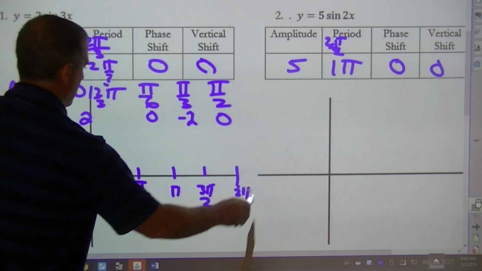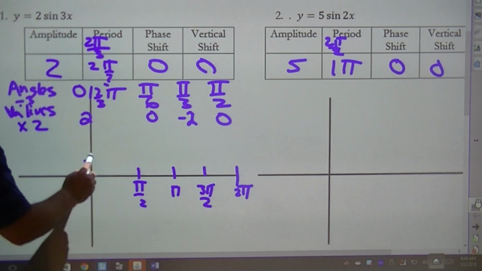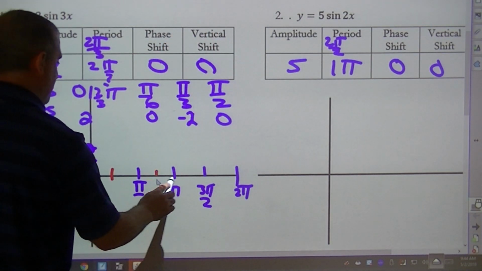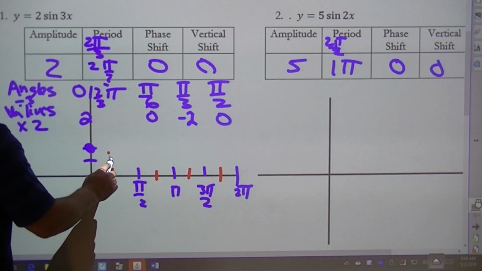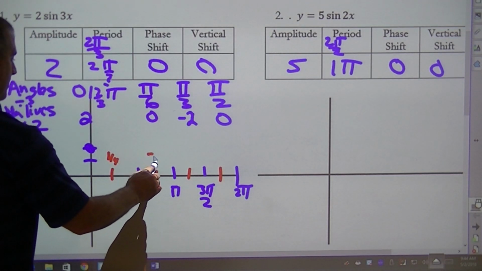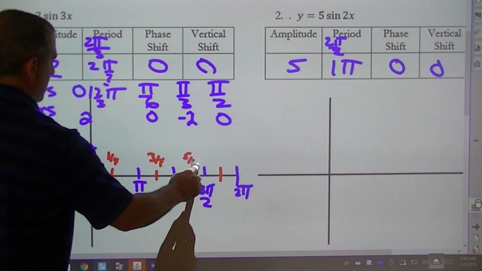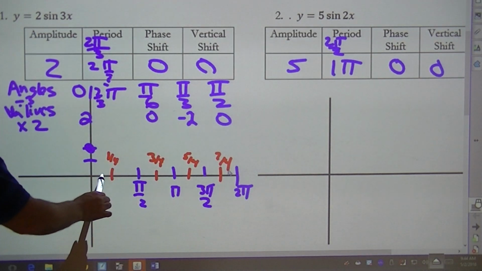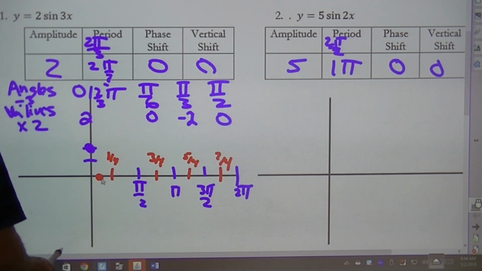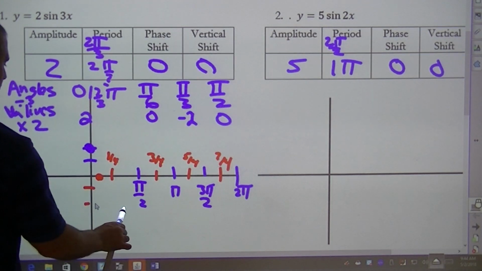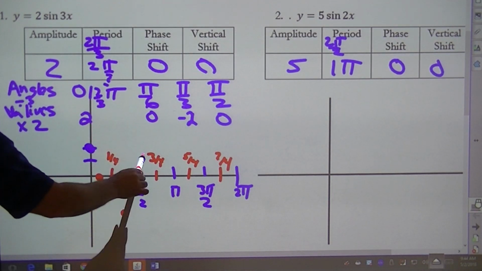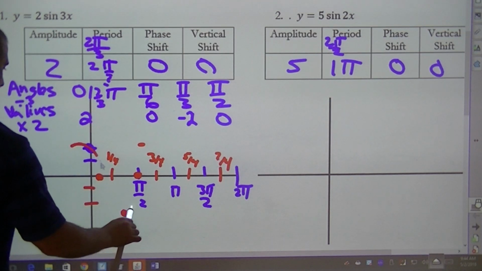So at 0, I'm going to graph 2. Now you can have the idea that these are 45s, so that's like a quarter. These will be 1/4, 3/4, 5/4, and 7/4. Then at pi over 6, which is 30 degrees, I'd be at 0. At pi over 3, I'd be down at -2. At pi over 2, I'd be at 0. And then 2/3 pi would be back here, so this would be my graph.